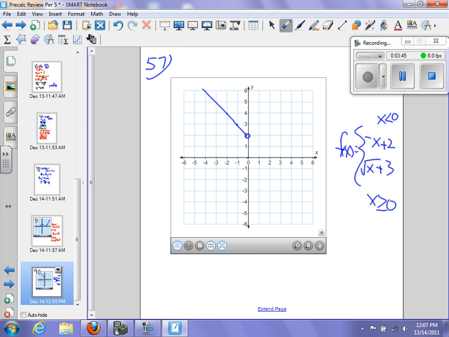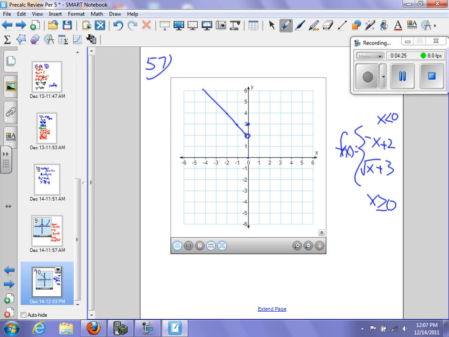So this is for x greater than or equal to 0. I have the square root of x. I know from my library of functions kind of what that looks like. So where x is equal to 0, my y value is going to be equal to 3. Are we okay with that? That is going to be a solid point, because my domain for this part of the function is x greater than or equal to 0.